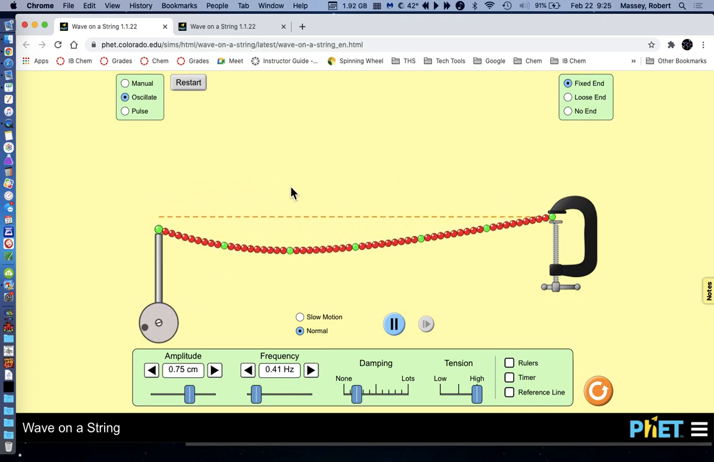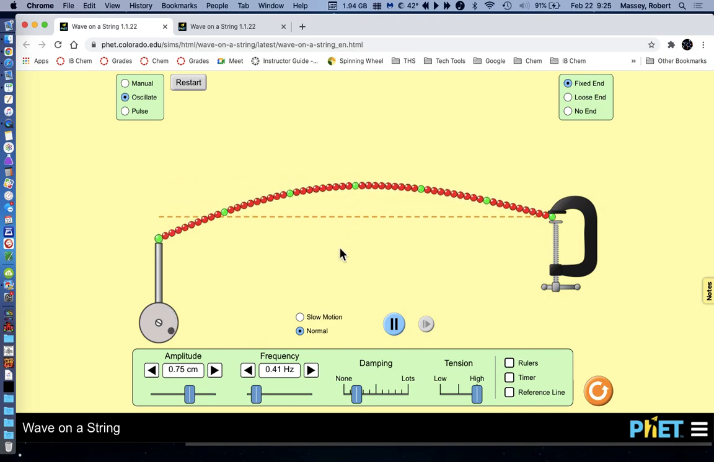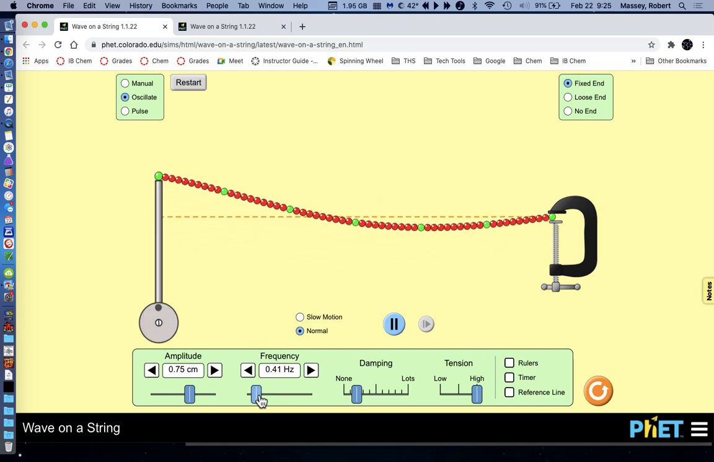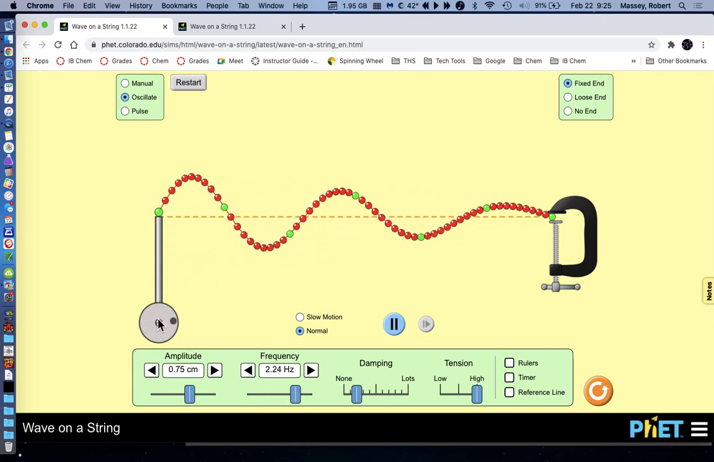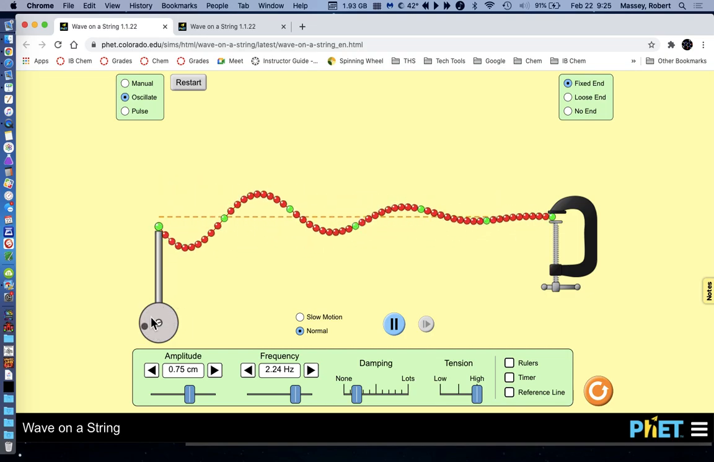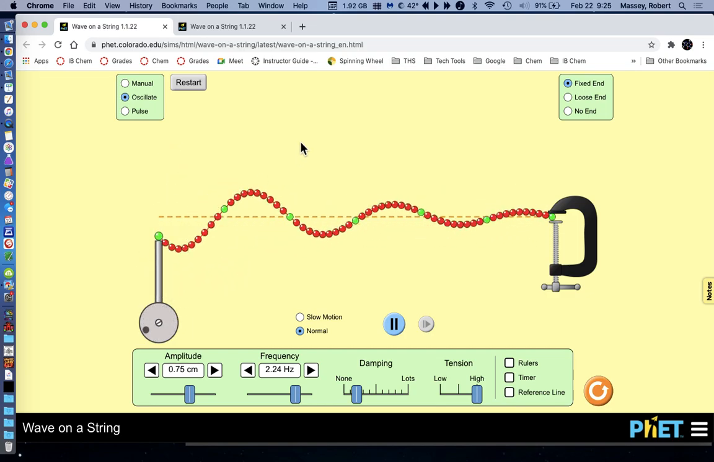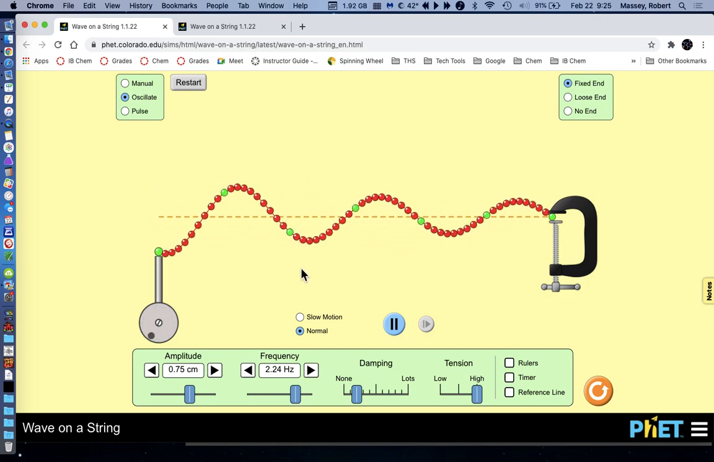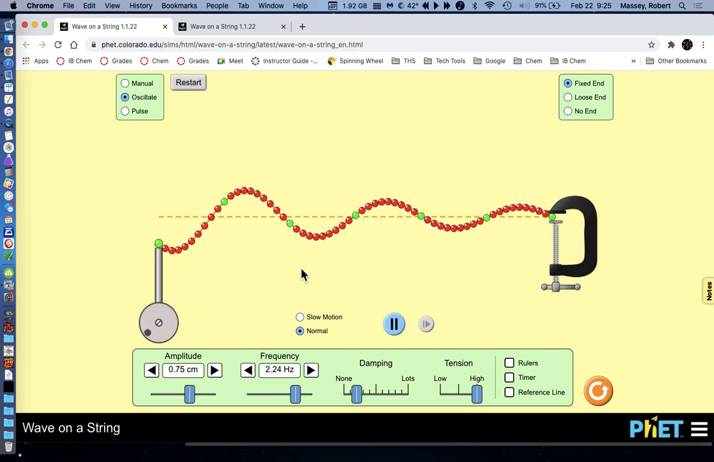You can see that the wavelengths are really long, not very many pass a given point over a certain amount of time. But if I increase the frequency, which is again easier to think about as increasing the energy, like turning up the speed of the motor, say, more energy, you can see that the number of waves that pass a given point over a certain amount of time increases. So we now have greater frequency.